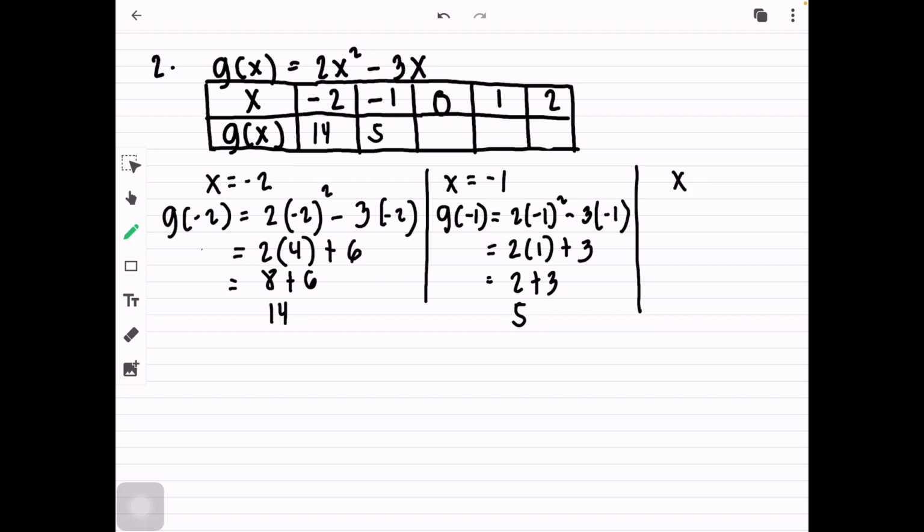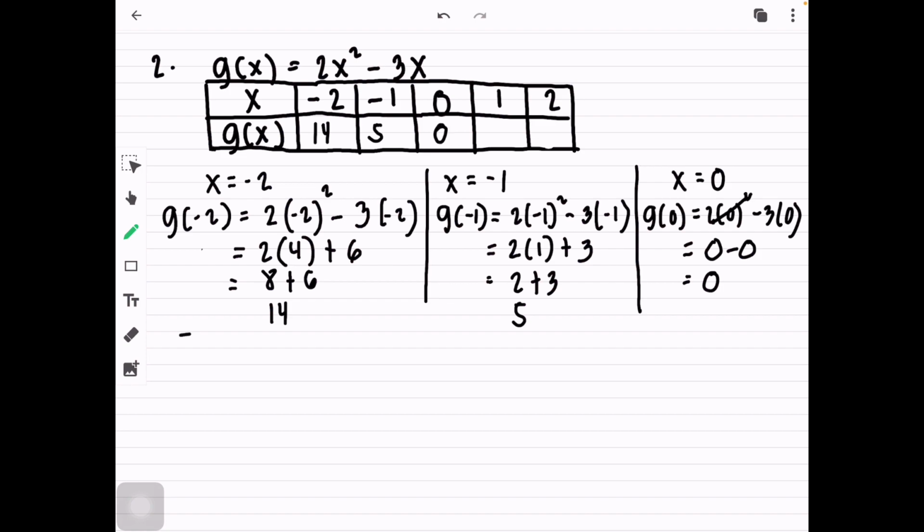Next, we have x is equal to 0. So, lahat din ng x dito, papalitan natin ng 0. So, we have g of 0 equals 2 times 0 squared minus 3 times 0. So, 0 times 0 is 0. 0 times 2 is 0. 0 na yan. Negative 3 times 0, 0. 0 minus 0, pwede 0.